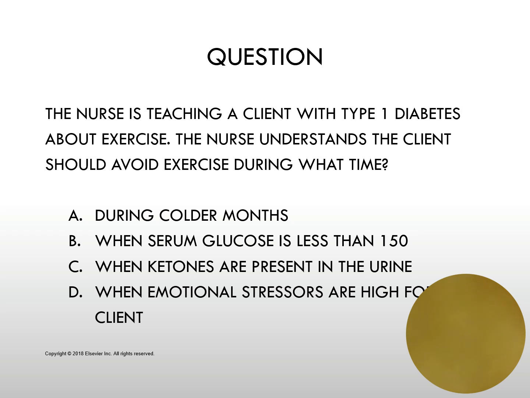The correct answer is C. Exercise should be avoided if ketones are present in the urine, because this indicates that the current insulin levels are not adequate, and exercise is only going to elevate blood glucose levels.